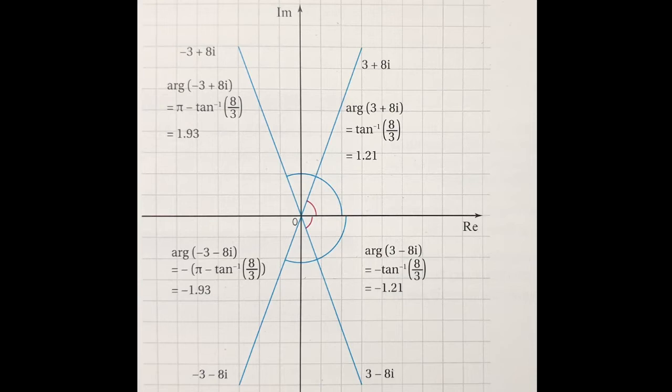In the fourth quadrant, the real part is positive and the imaginary part is negative. The argument will be minus tan inverse of 8 over 3, so minus 1.21. So this diagram you need to remember when you are finding the arguments of a complex number. The same we have done even for vectors as well.